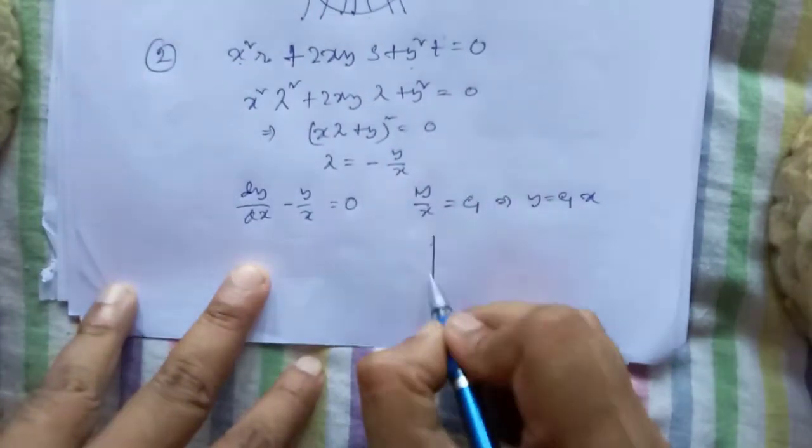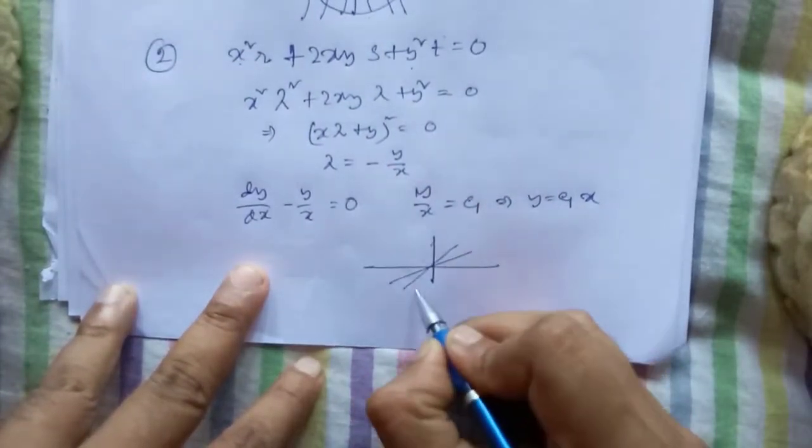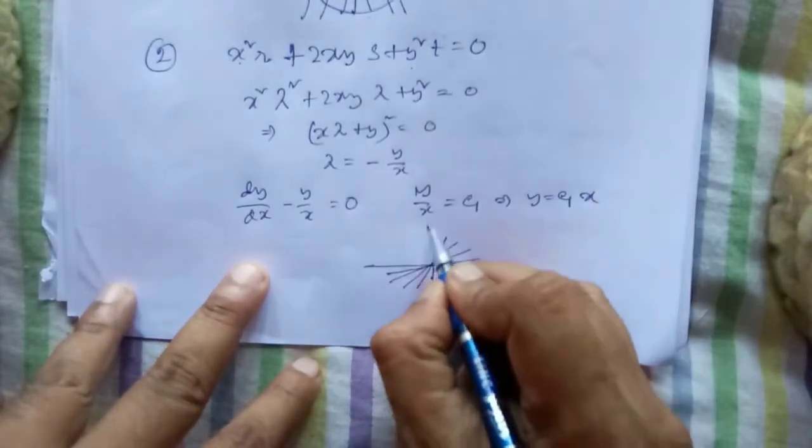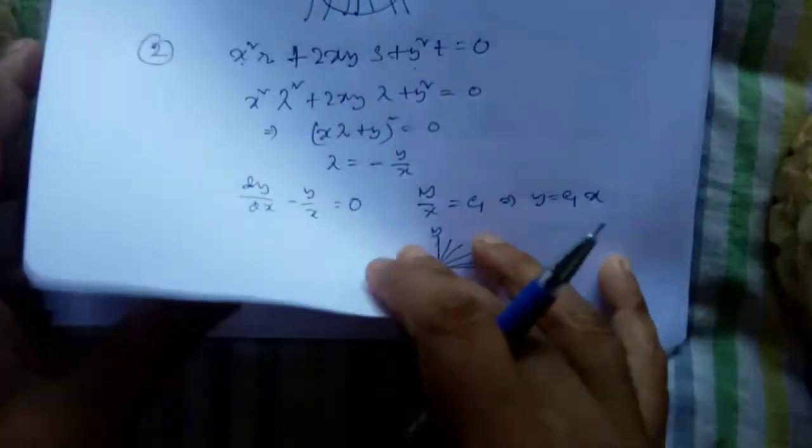Okay, so if we just plot, these are the family of the characteristics. This is x and this is y. Next example.